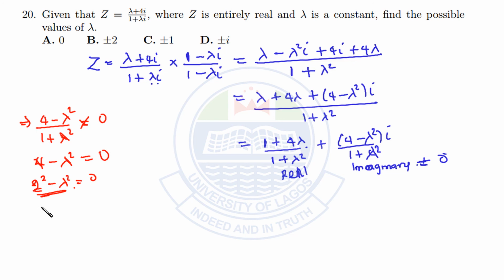And if I expand this using difference of two squares, I'm going to have (2 minus lambda)(2 plus lambda) equals 0. And from here, it is very easy for you to see that lambda equals plus or minus 2. Alright, so the correct option here is B.